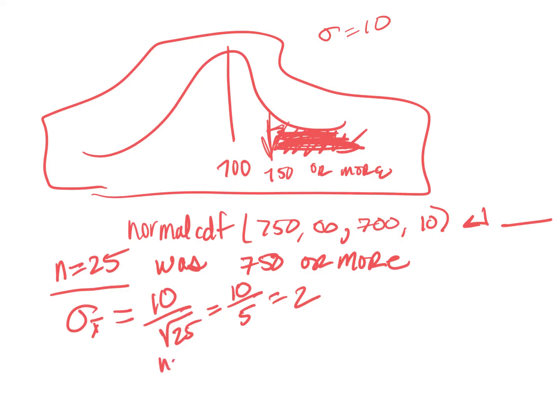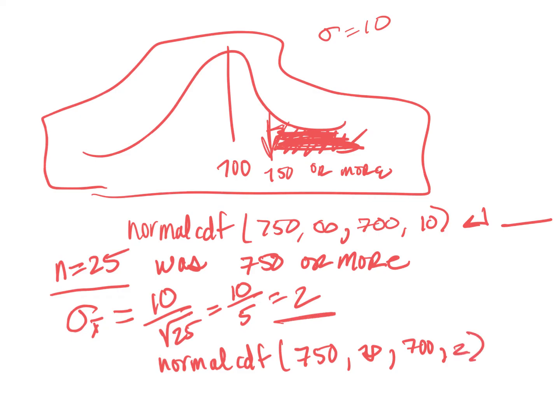So now I'm going to take normal CDF and go 750 for my lower limit, upper limit still infinity. Mean still 700 on my new distribution, but my standard deviation now is this 2. And we end up that way. So that is how you're going to do all of these problems coming up on this week's homework.